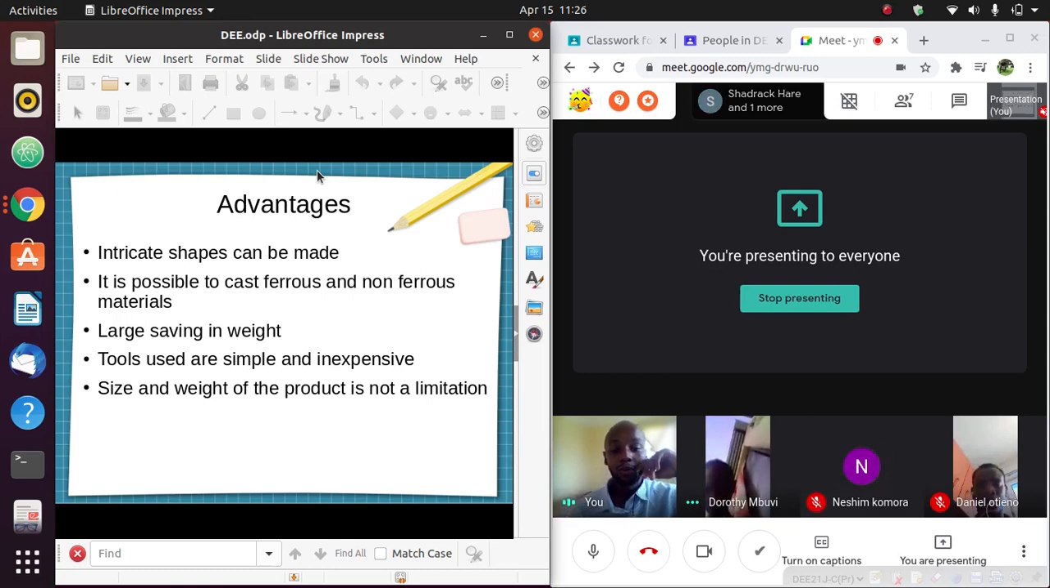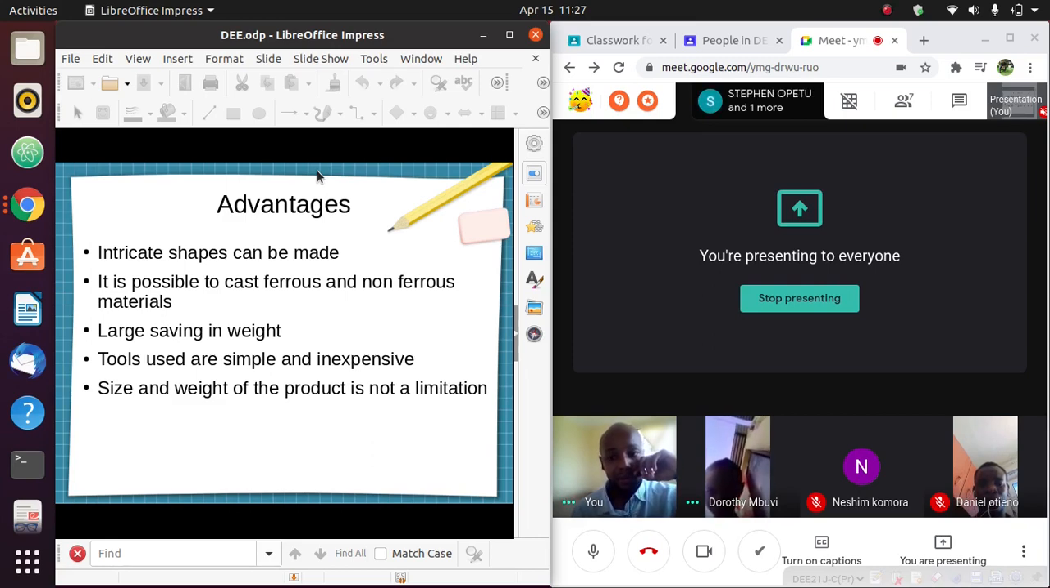It is also possible to cast metals ambazo ni ferrous and non-ferrous. Unajua sana sana we will see why we will see in a few the biggest disadvantage of permanent mold casting. But in sand casting it is possible to cast ferrous and non-ferrous materials, even non-metals. It is very possible to cast non-metals.